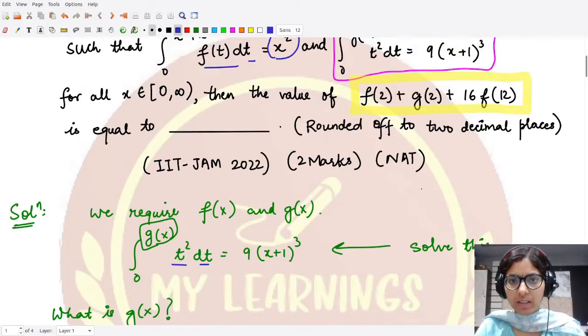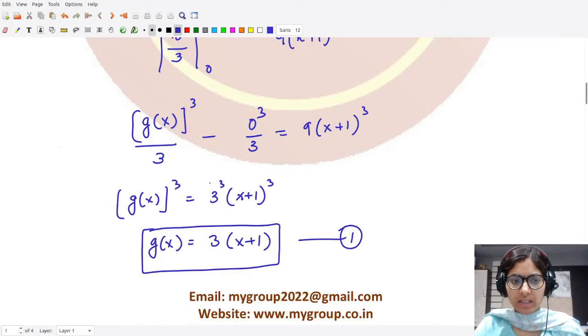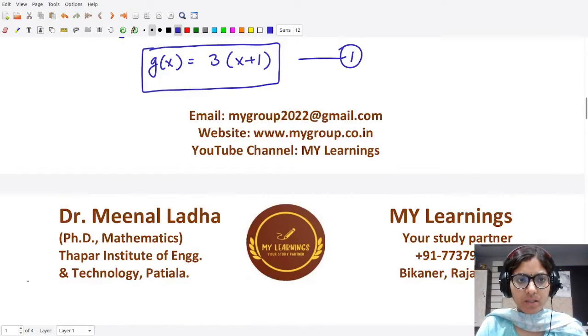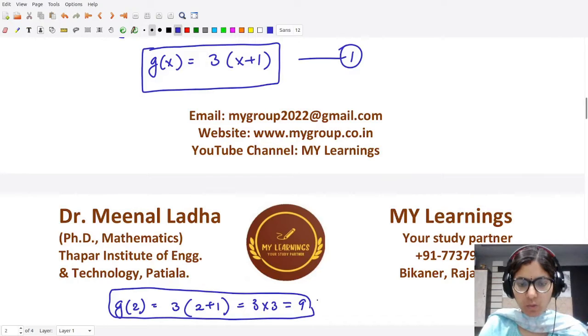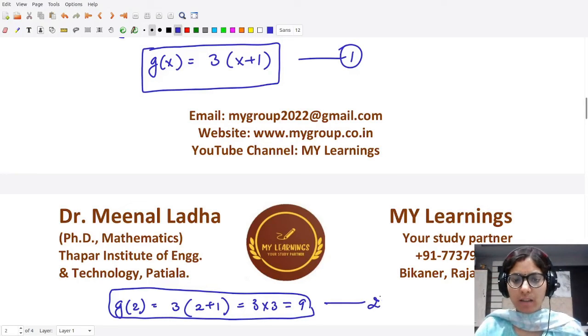And here in the expression we require g of 2. So let's calculate that here only. Your g of 2 would be 3 into, in place of x we'll be writing 2, so that would be 2 plus 1, so that would be 3 into 3, that is 9. So your g of 2 is equal to 9, right? Okay, so now you have this thing. Let's mark this as equation 2.